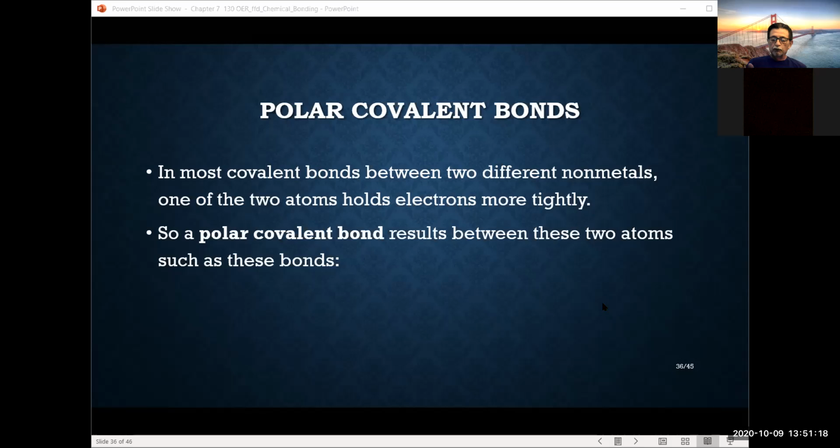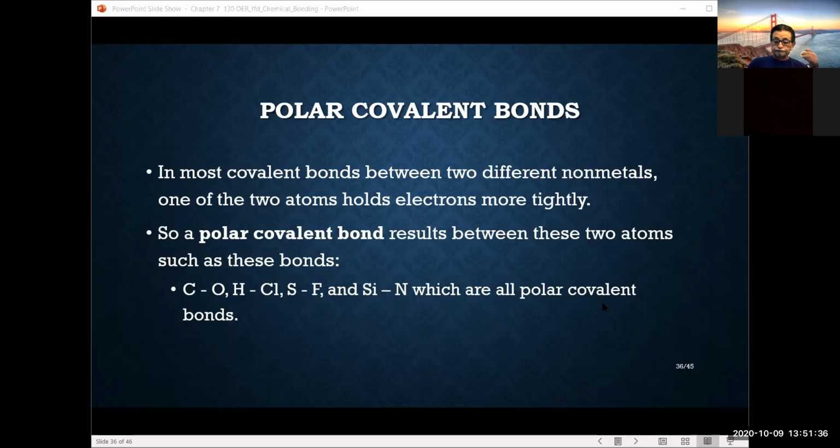Once you've got that worked out, the next question would be, which atom is more electronegative? And then you refer to the periodic table to determine where they're at in relationship to chlorine. So carbon, oxygen, automatically a polar bond. Hydrogen and chloride, polar bond. Sulfur and fluoride, definitely a polar bond. Silicon and nitrogen. Notice that they're all different elements bonded together, so by default they are polar covalent bonds.